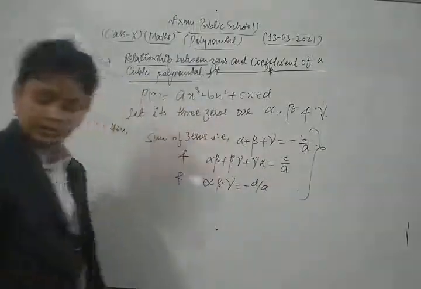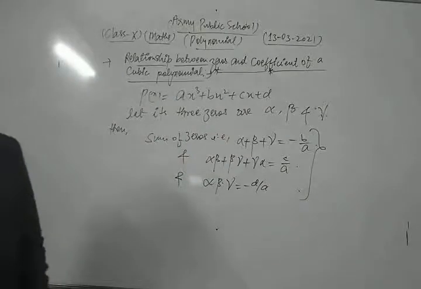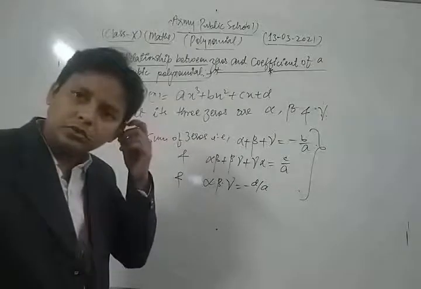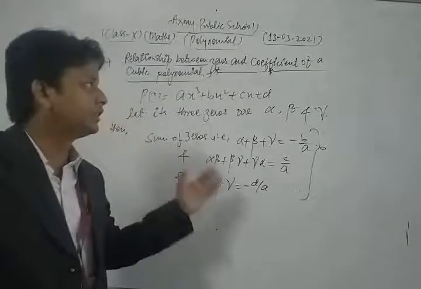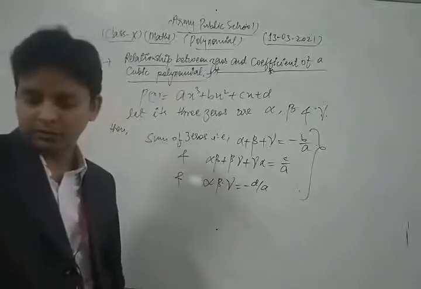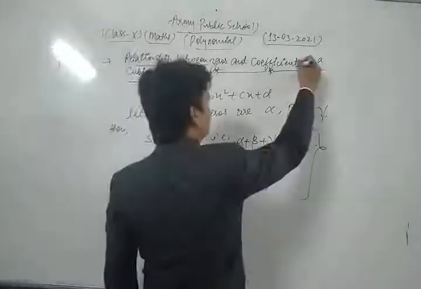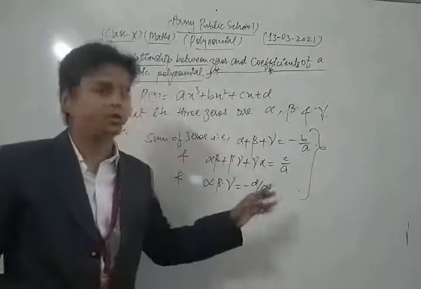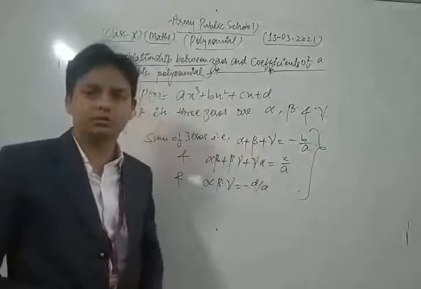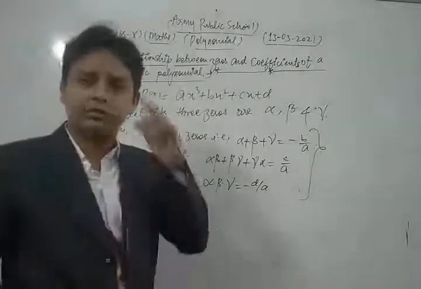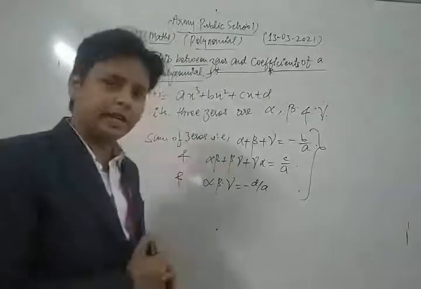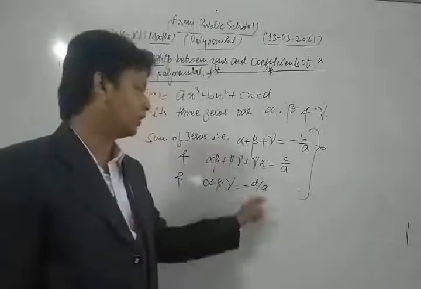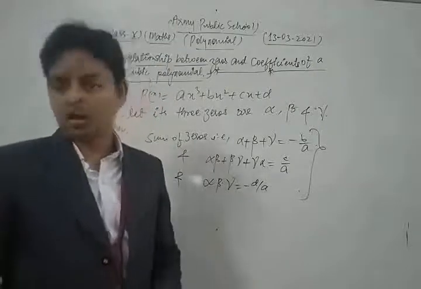So this is the relationship between zeros and coefficients of a cubic polynomial. There are three important relationships between them: alpha plus beta plus gamma is minus b by a; second, alpha beta plus beta gamma plus gamma alpha is equal to c upon a; and alpha into beta into gamma is equal to minus d upon a. Now, is it clear to everyone?